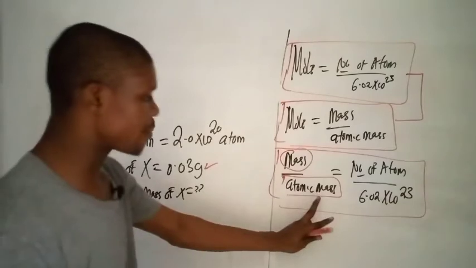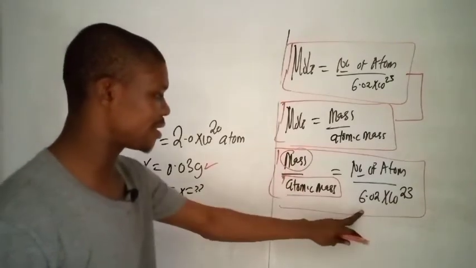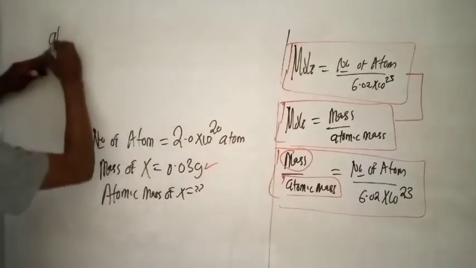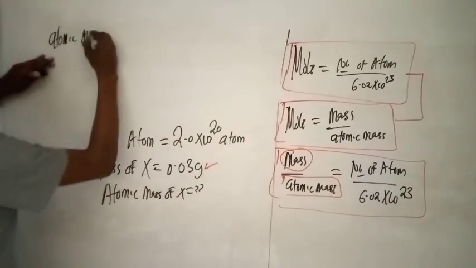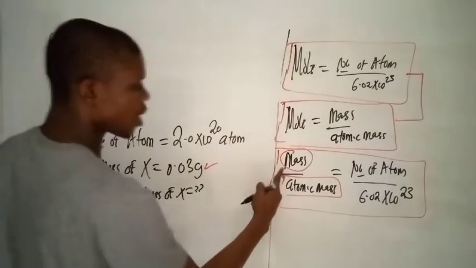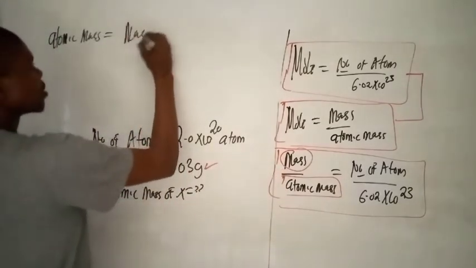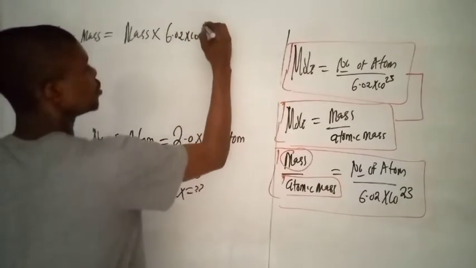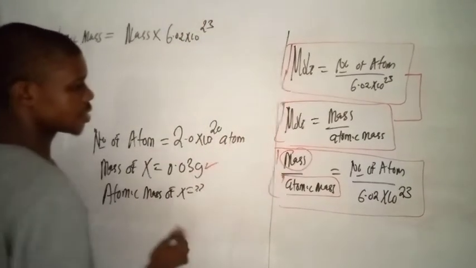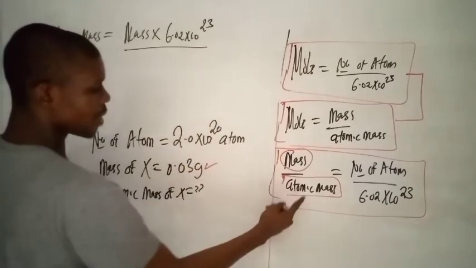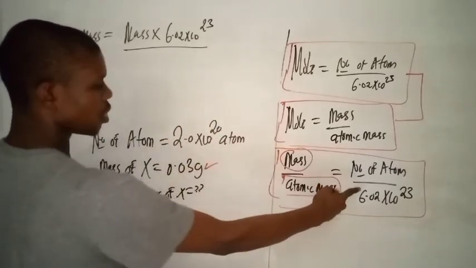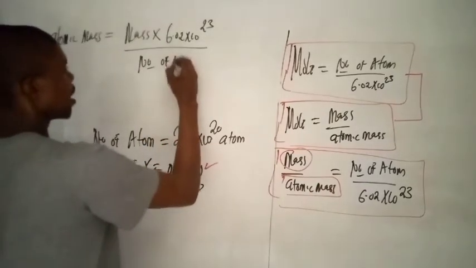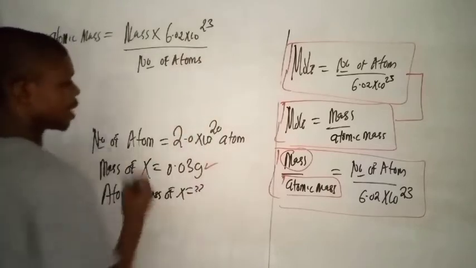If you make the atomic mass itself the subject of the formula, it's going to be this times this divided by the mass of what? Atom. So atomic mass equals mass times 6.02 exponential 23, all over the number of atoms, right?